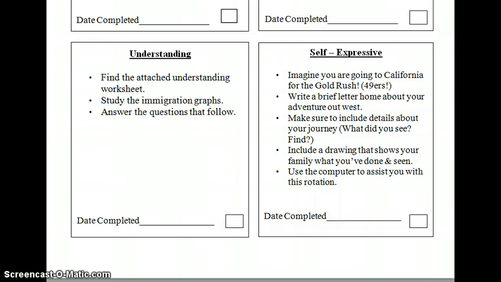Imagine you're going to California for the Gold Rush, and you want to tell your family what's going on. How's this adventure? What is it like out in California during this Gold Rush? So you're going to compose a brief letter home about your adventure out west. Now, in the letter, make sure you include details about your journey. For example, what are some things you saw? What are some things you found? Now, also with this letter, include a drawing that shows your family what you have done or seen. To help you with this rotation, use the computer because, again, like always, there's a lot of information on the computer that will assist you.